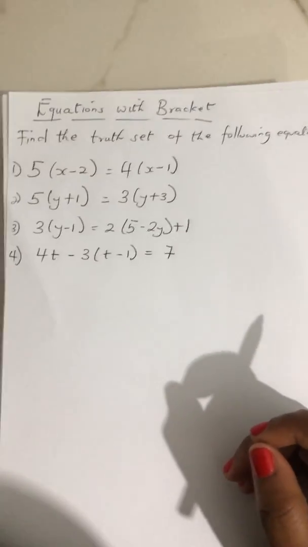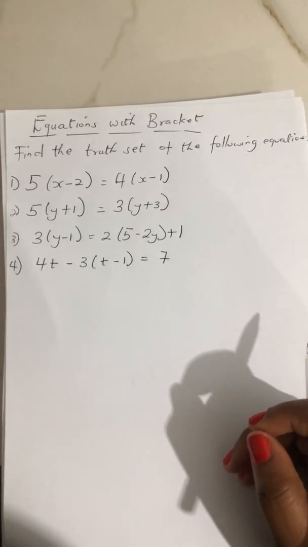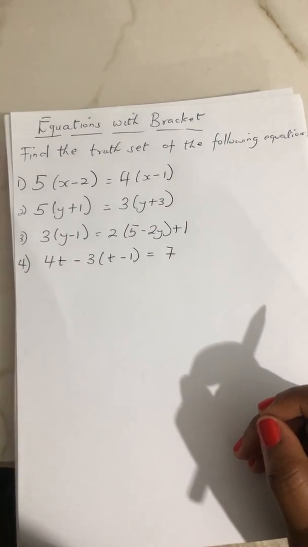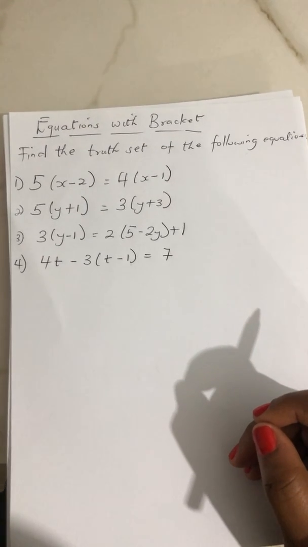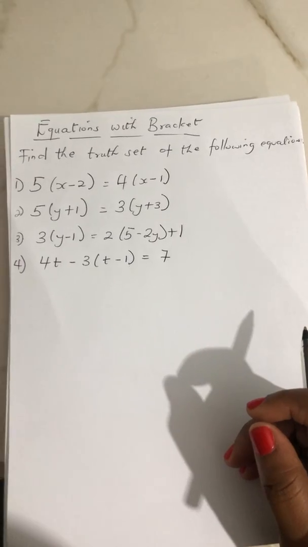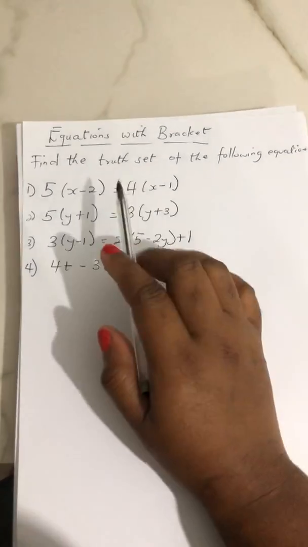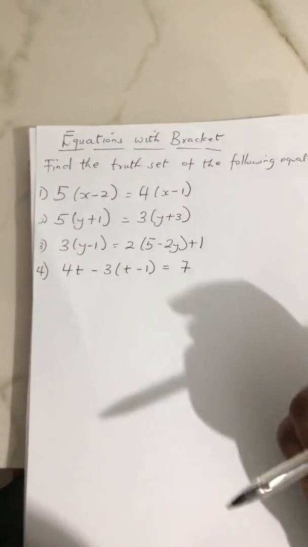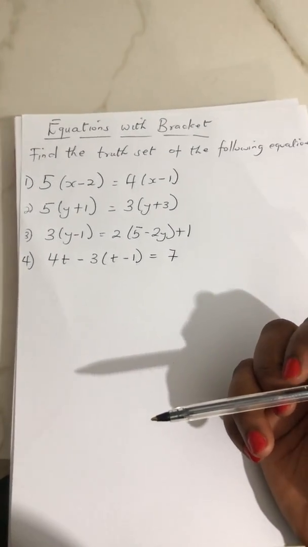Last week we started with linear equations. It's a Form 2 topic, and we did linear equations without brackets. But today we are going to work with linear equations that involve brackets. Now, how does the question come? The question comes like, find the truth set of the following equations. That's how the questions come.